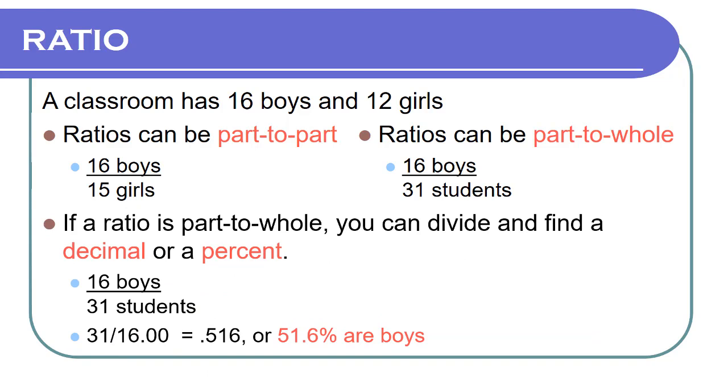If a ratio is part to whole, then you can divide and find a decimal or a percent. For example, the ratio of boys to all students is 16 to 31. So you can divide 16 by 31, so you have 0.516, or you can write it as a percentage. It means that 51.6% of the students are boys.